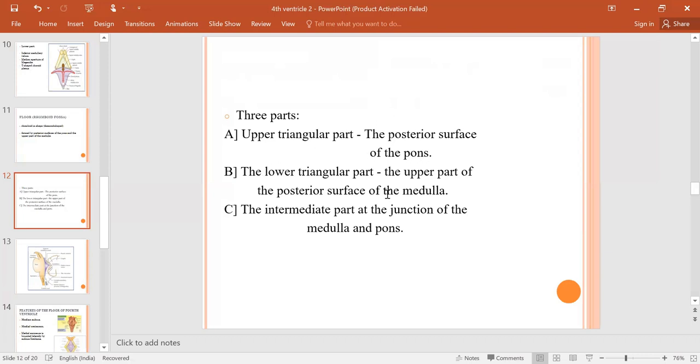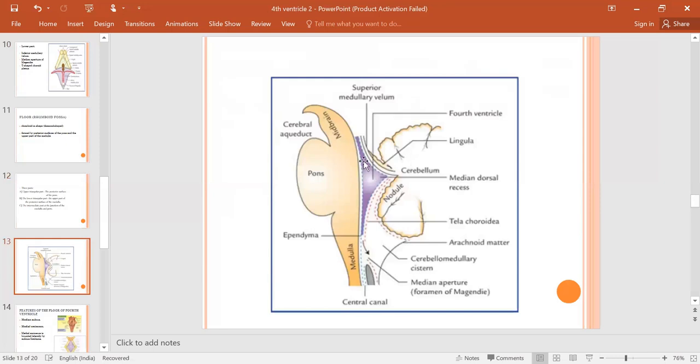The lower triangular part of the floor is formed by the upper part of the posterior surface of the medulla oblongata, and the intermediate part lies at the junction of the medulla and the pons. So in this picture, you can see the fourth ventricle. It lies behind the pons and medulla, in front of the cerebellum.